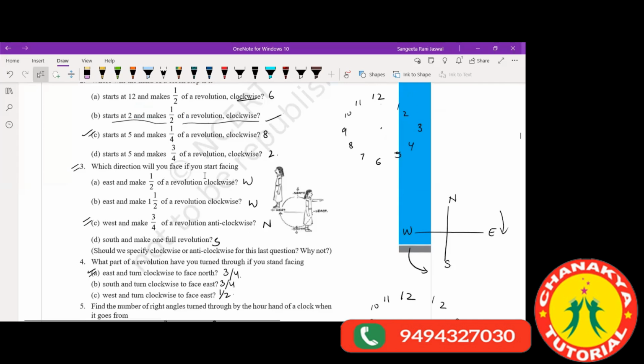Which direction will you face if you start facing east? Say Neha, if you are facing east and make half of a revolution clockwise, Ma'am, west. Half revolution means exactly the opposite of that direction. So you know the directions. This is north, and exactly opposite to north is south, and towards the right side of north is east, and towards the left side of north is west. Okay, like this.